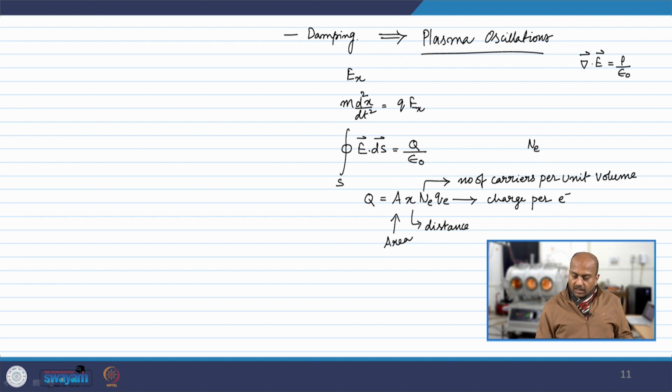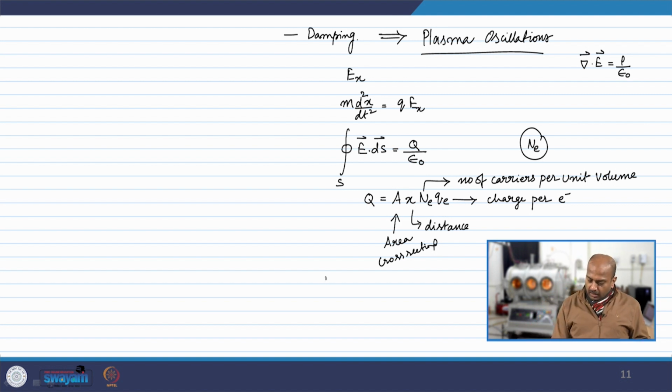So, the number of charge carriers multiplied by the charge is equal to the total charge. But since you have defined Ne as the total number of electrons per unit volume, we have to multiply with volume, which is area times distance. So this Ax will cancel out the volume that appears in Ne, and you get the total charge as Ne multiplied by Qe. This is the cross sectional area in the x direction.